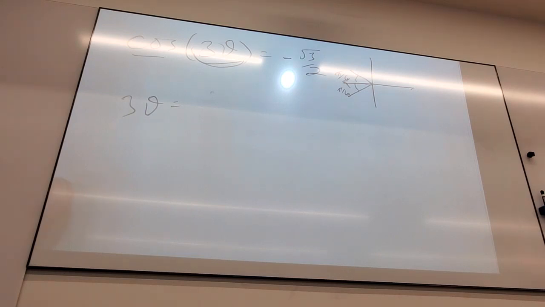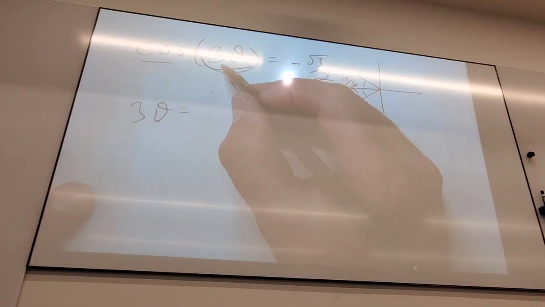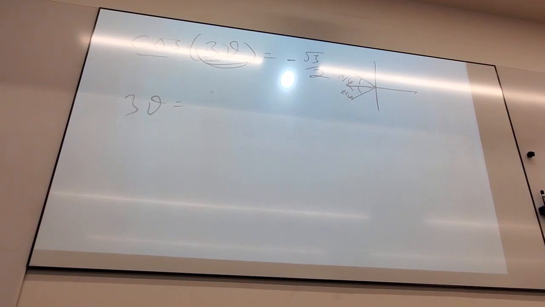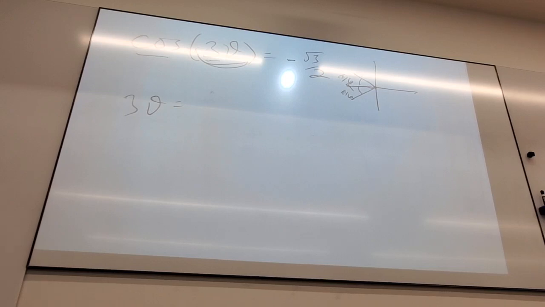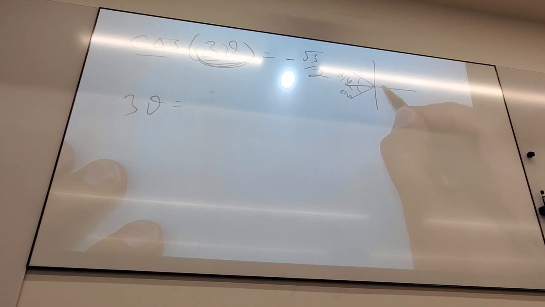You guys with me so far? So we're sort of pretending like we didn't even see the 3. Like 3 theta is just an angle. 3 times theta is an angle, yes? So I'm going to solve for it first, and then I'm just going to divide by 3. So what could this angle be? What's this here?